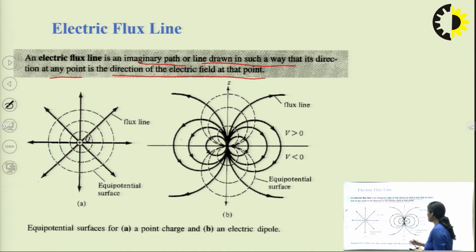Now if you consider the case of an electric dipole, there is some charge here and here, and this is your equipotential surface, and you have both charges in opposite directions. So the direction for this charge is in this direction, and for this side you have the charge in the opposite direction. This is the case when V is greater than or equal to 0. This is the second case when V is less than 0. And these are your flux lines.